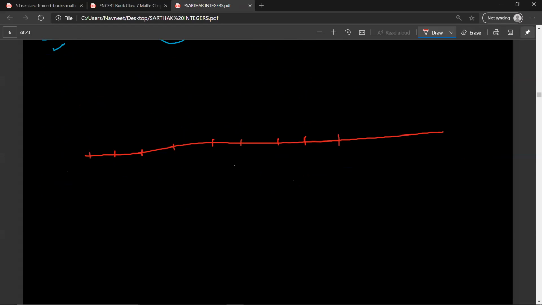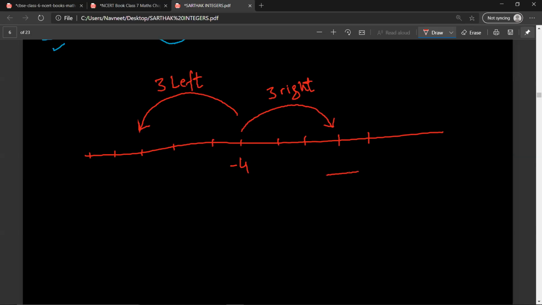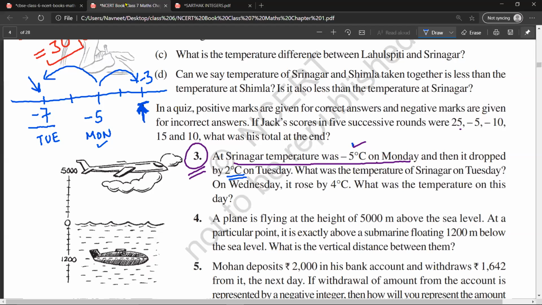Let us assume this is -4. And I jump 3 right and I jump 3 left. What will be this number? -1. What is this number? -7. Is there any confusion? No, sir.